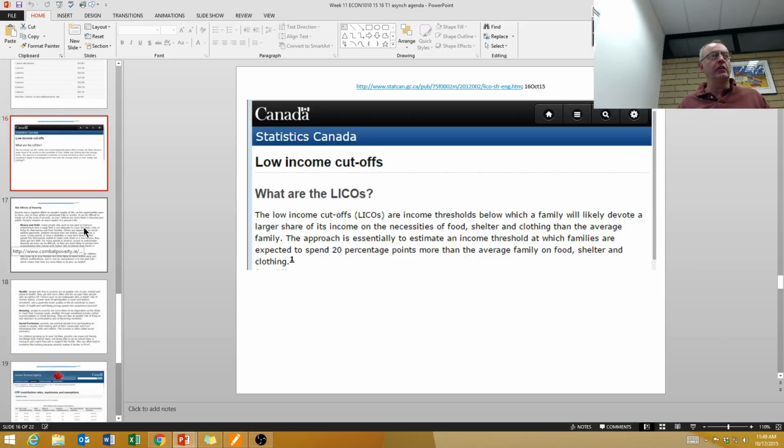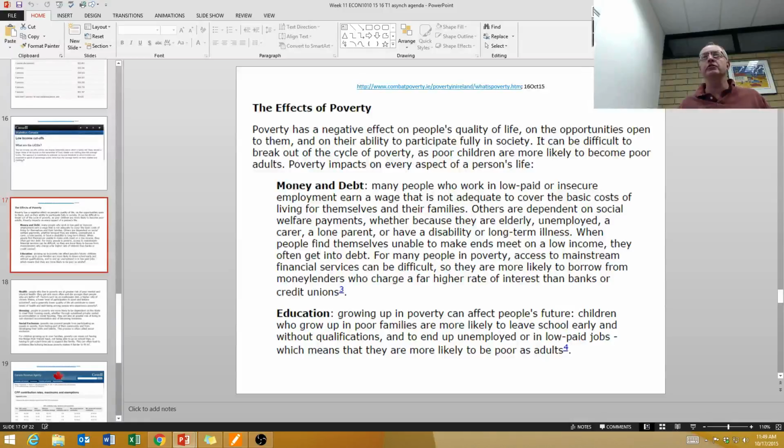Okay, so what are some of the consequences of poverty? So we have 5 consequences of poverty, according to this little article that I dug up. So let me just move to orange. Okay, the effects of poverty. So poverty has a negative effect on people's quality of life, on the opportunities open to them, and on their ability to fully participate in society.